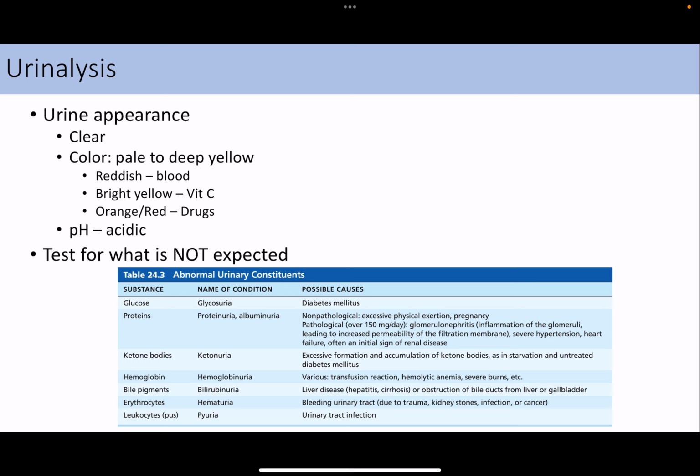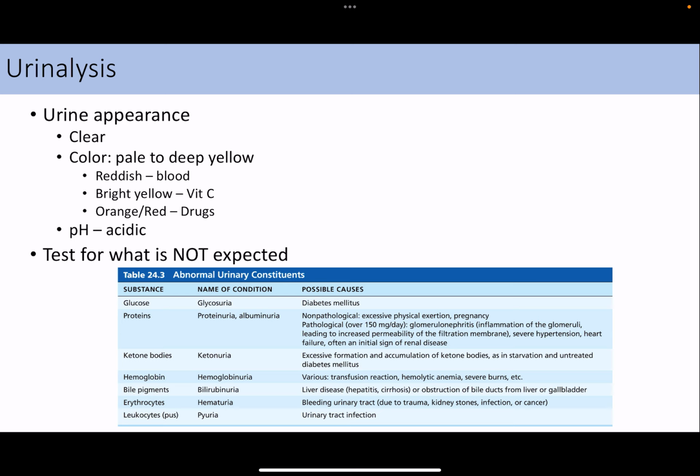So if you have glucose in your urine, it could mean diabetes mellitus. If you have proteins in your urine, it could mean excessive physical exertion, so high blood pressure causing proteins to leak out, or pregnancy can cause protein in the urine. You can have inflammation of your glomerulus, severe hypertension, heart failure. All of these things can lead to protein in your urine. Like we said before, with ketones in your urine, it can mean starvation or you're on a very carb-restrictive diet, or you have untreated diabetes.